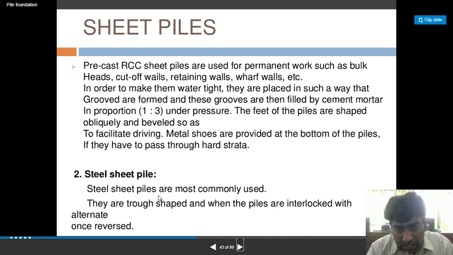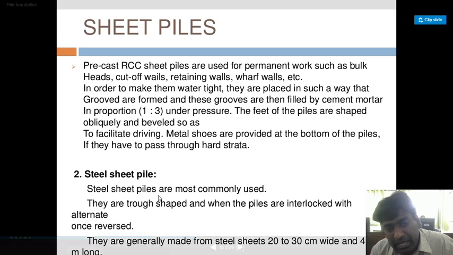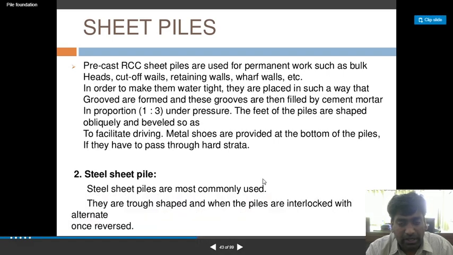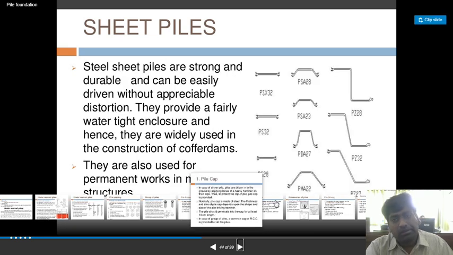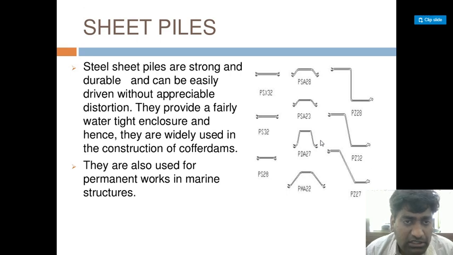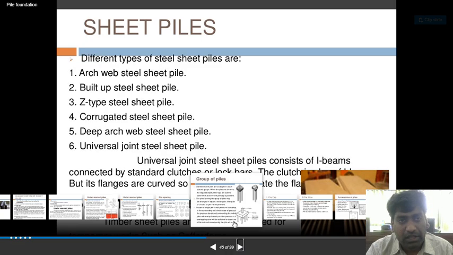Steel sheet piles are most commonly used. They are trough shaped, and when the piles are interlocked they alternate once reversed. They are generally made of steel. Steel sheet piles are strong and durable and can be easily driven without appreciable distortion. They provide a fairly watertight enclosure, and hence they are widely used in the construction of coffer dams. They are also used for permanent works in marine structures.